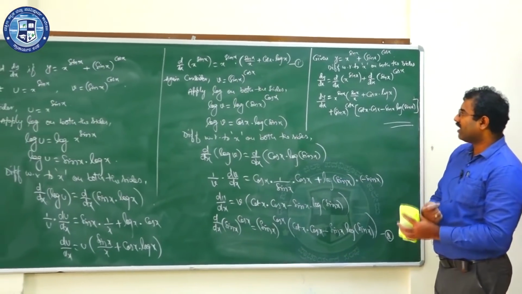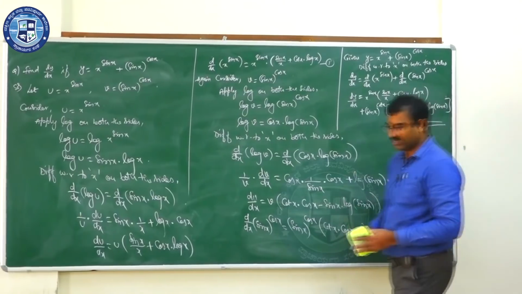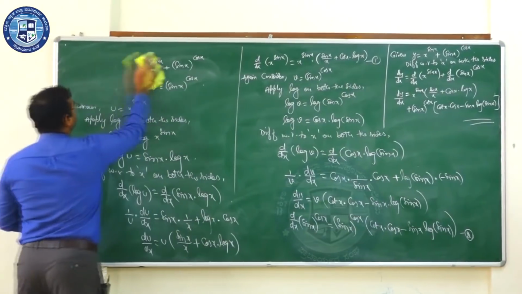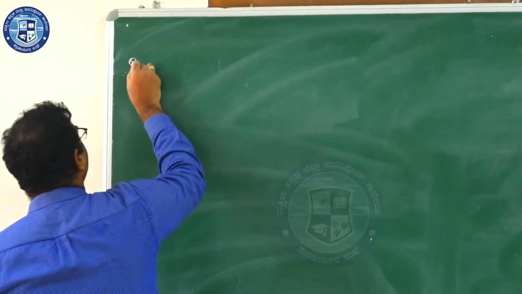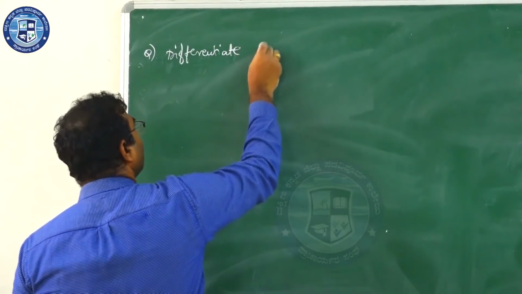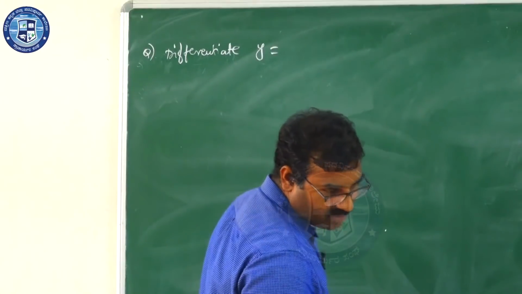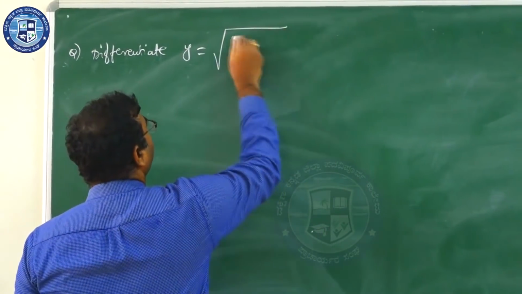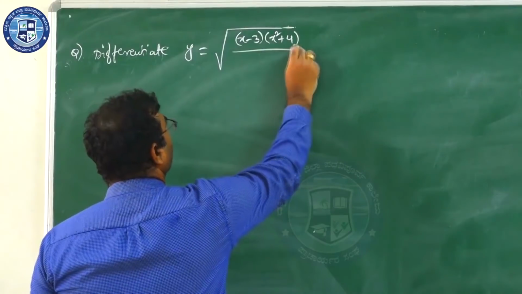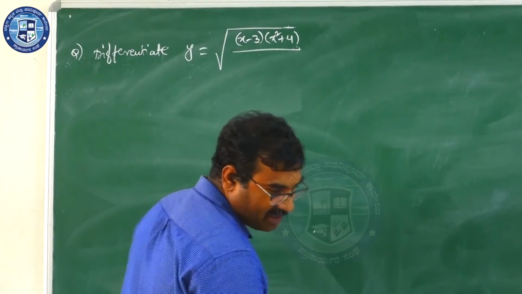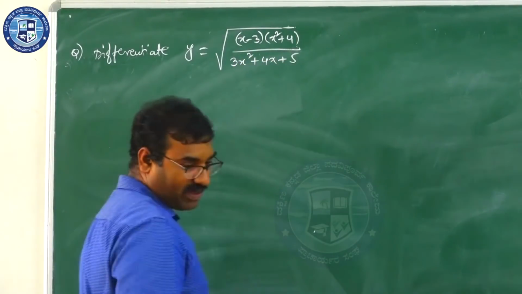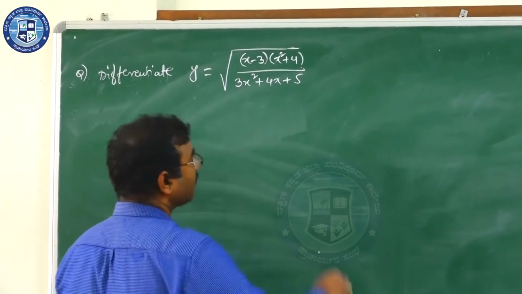Just finally, one more problem I want to work out and we'll finish off this session. This is a very important model. Next, one last problem we do. Differentiate y is equal to square root of (x minus 3) into (x square plus 4) divided by (3x square plus 4x plus 5) with respect to x.